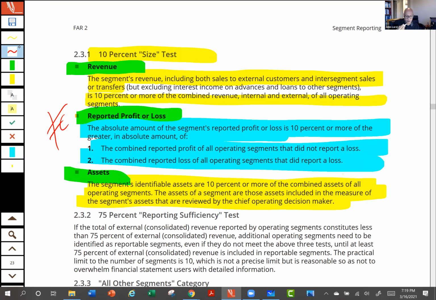You understood the revenue and the assets, and for the profit and loss, you wouldn't say what. So what I want you to do is just put MCQ, multiple choice questions, 0, 5.